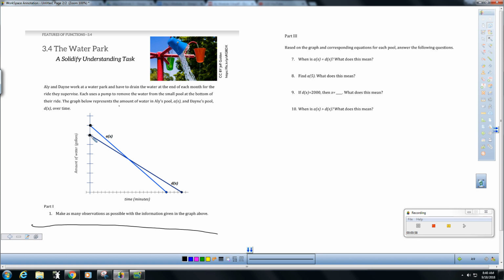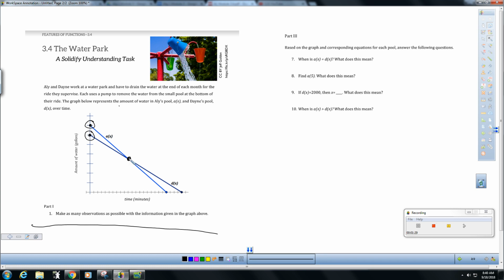I know that the domain for time is that it must be positive and that it eventually comes to an end. I know that this is the maximum for Allie's graph. This is the maximum for Dane's graph. I know that this is the point of intersection, and that at that point the amount of water in both pools would be the same amount of gallons. And that's about what I observe. Oh, I noticed that they're both continuous functions. They're not step or discrete functions.